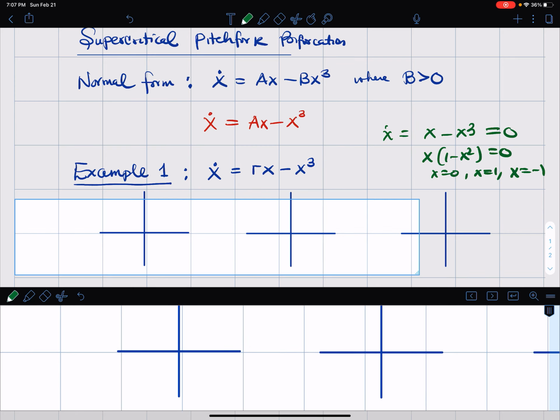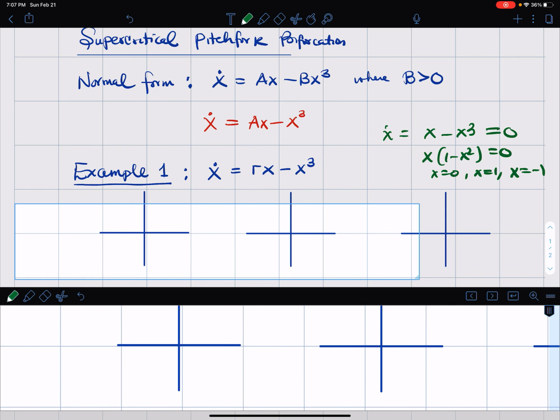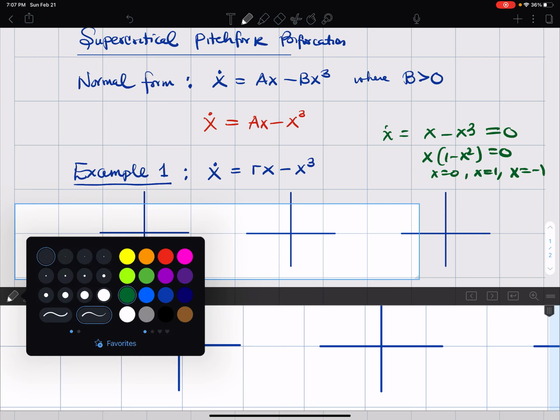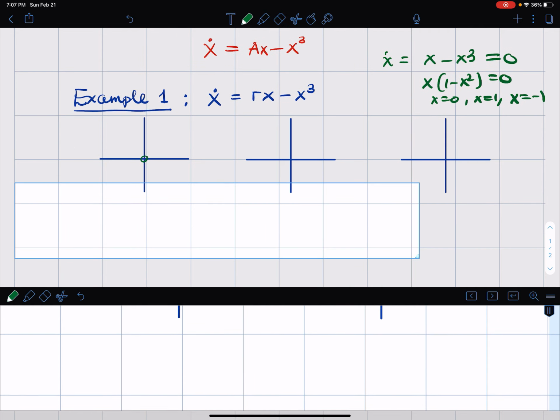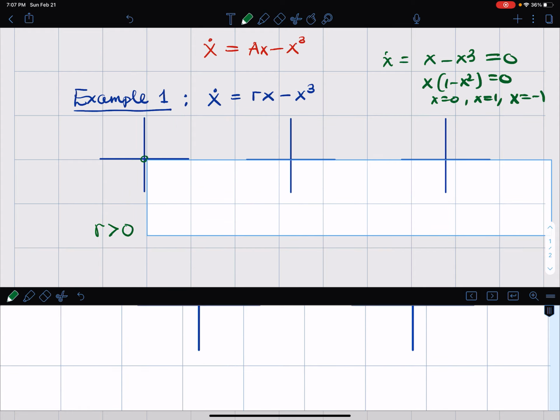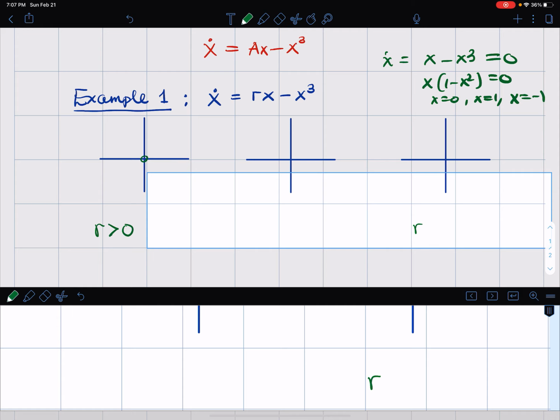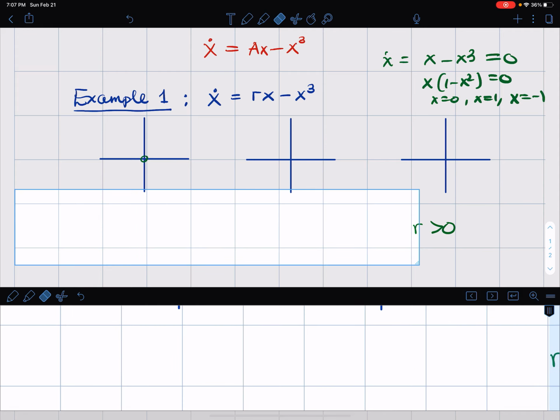So why am I doing this? I'm doing this because I want to look at the different fixed points for different values of R. So we have a fixed point of 0. I'm assuming that R is equal to 1. And this will apply when R is greater than 0. Maybe I should do it here. Let me do R greater than 0 over here, so I can do R less than 0 over there. So let me reserve this for R less than 0.